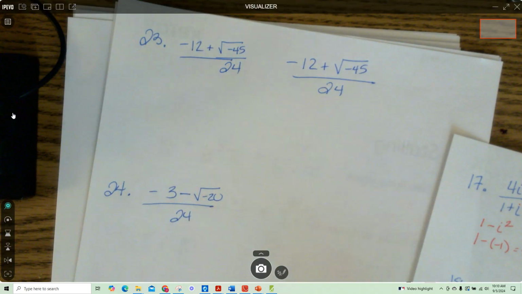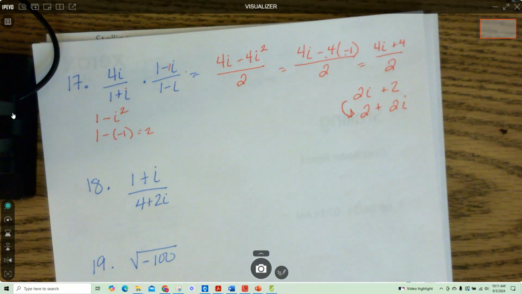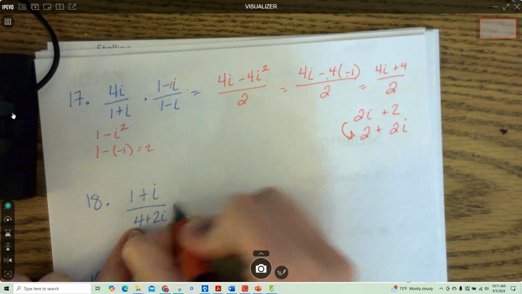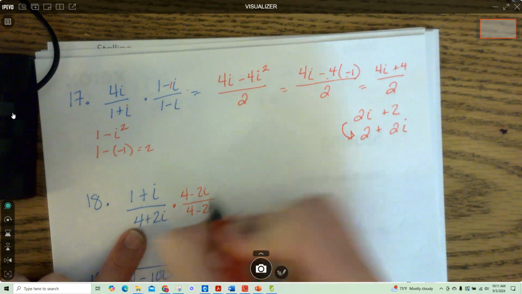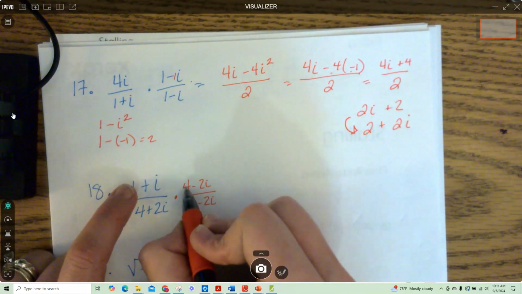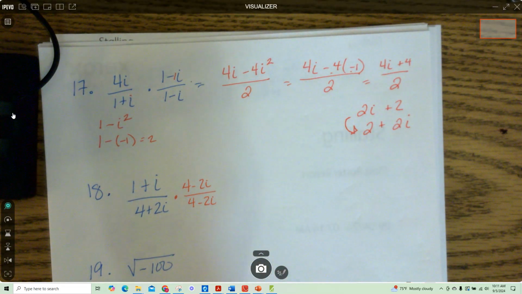All right, so let's wrap up these last few here. All right, so we would multiply by the conjugate, 4 minus 2i over 4 minus 2i. So now we're going to have to FOIL twice. Okay, so we're going to have to FOIL the top.